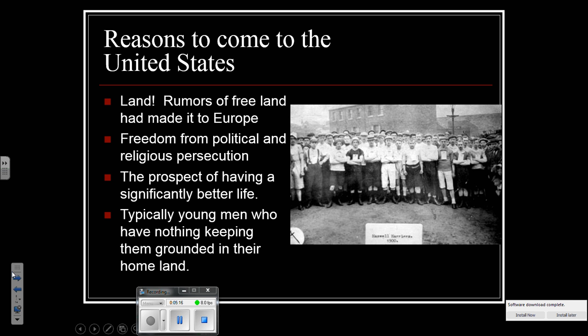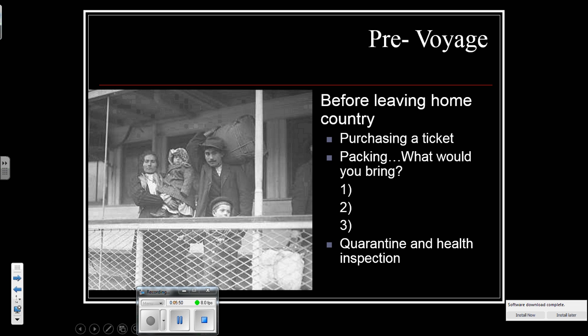And it's hard for us to imagine that because we've had freedom our whole lives for the most part. That was a big deal. Typically, they were young men who have nothing keeping them grounded on their homeland. Why not, right? We want to go while we're young and explore the world, so we can do that. My great-grandfather, for example, came when he was 14 years old. He came all by himself. My great-grandmother came when she was 15 years old, and she came all by herself as well. Got a job on the railroad, and they met, and they got married here. They were being persecuted in the Prussia area, so kind of scary to imagine them doing that.